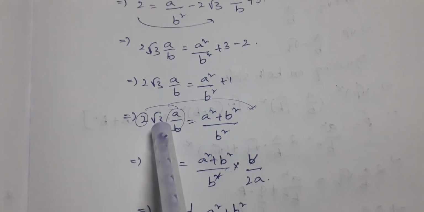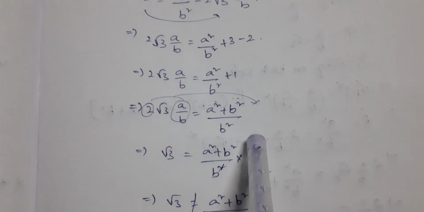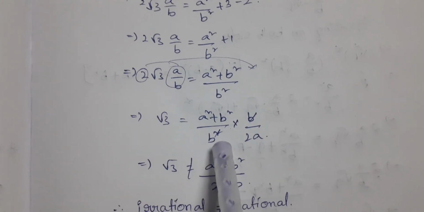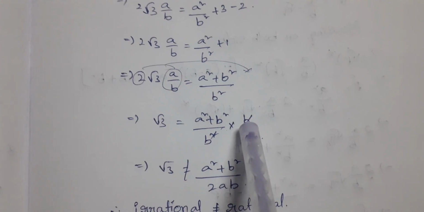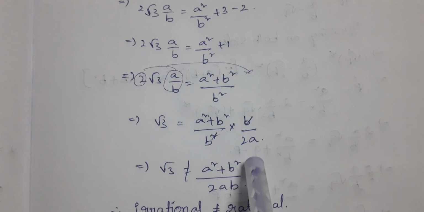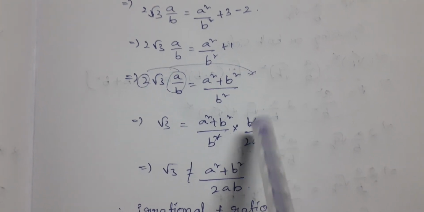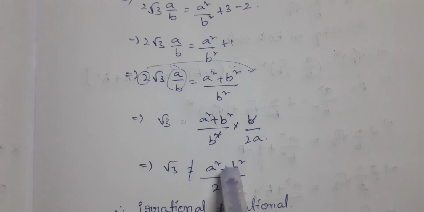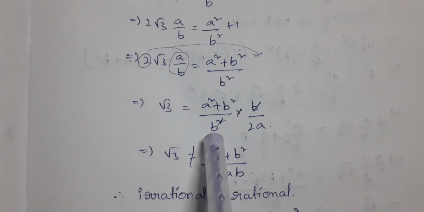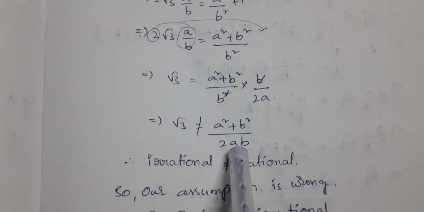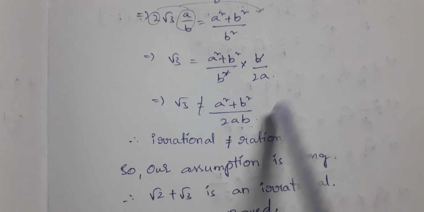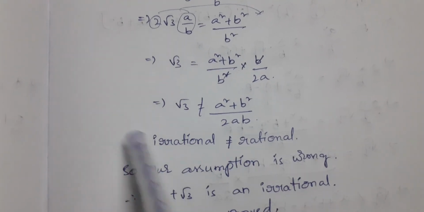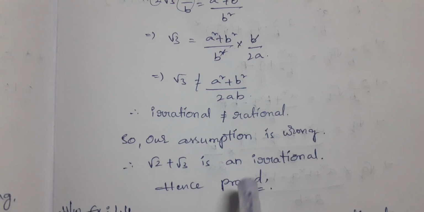Okay, so except this root 3, the remaining terms 2 and a by b I am transposing to the other side. Root 3 is equal to a square plus b square by b square, this is as it is, into a by b, which after transposition becomes the reciprocal b by a, and 2 is in multiplication, so transposition gives division, sorry. Okay, so b by 2a, again b's will get cancelled, remaining a square plus b square by b into 2a, so 2ab here. Okay, root 3 is not equal to a square plus b square by 2ab, because it is a p by q form, which is a rational value. Here it is a root 3 value, an irrational value, always not equal. So our assumption is wrong. Finally root 2 plus root 3 is an irrational value, hence proved.